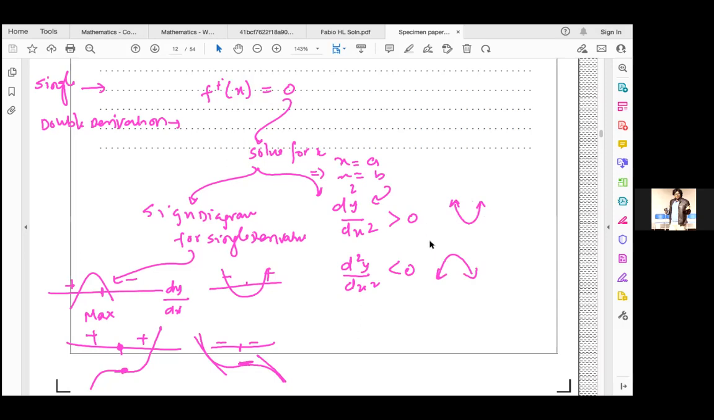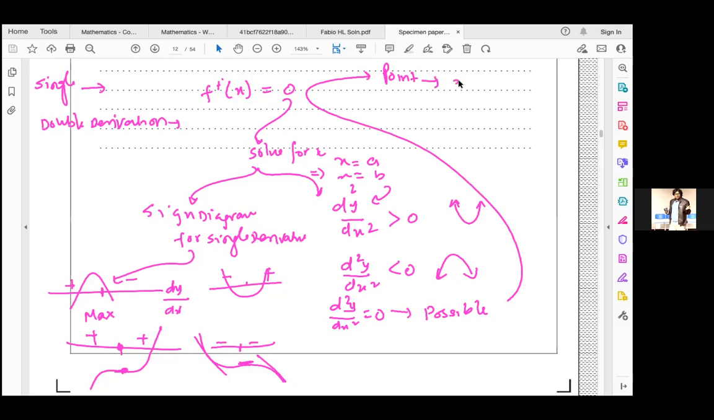A question can be, what if the second derivative is coming to 0? In that case, this is a possible point of inflection. I'll just touch base upon that in a bit. So for point of inflection, you straight away equate the second derivative to 0 and solve for x. To verify, this is a necessary criterion, but not sufficient. So you verify with the second derivative or sine diagram.